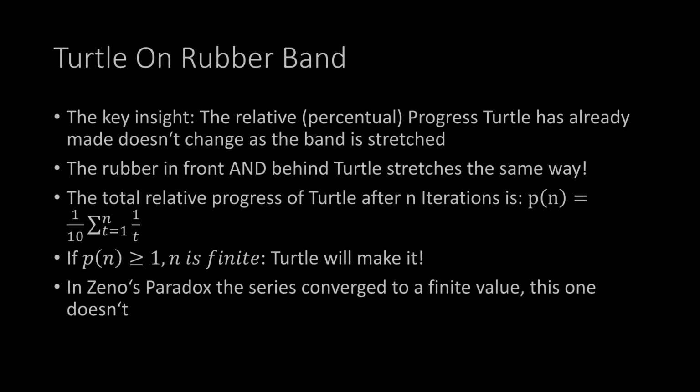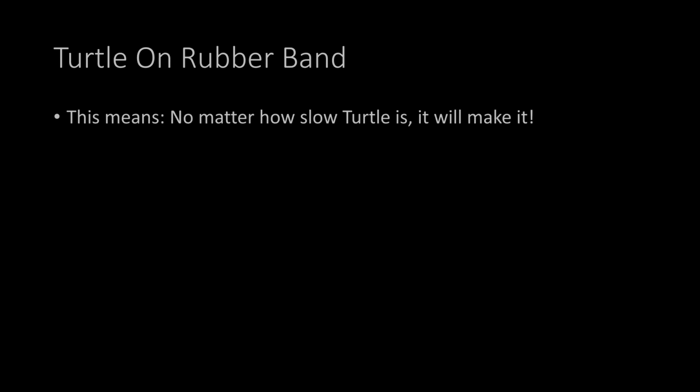And as it turns out, in Zeno's paradox the series converged, the geometric series. This one is called a harmonic series and it does not converge. So it goes to infinity, which in the end means that no matter how slow or fast the turtle moves, there will always be some point in time where it gets larger than 1, because the right side can go up to infinity and compensate any small value on the left side of the product.